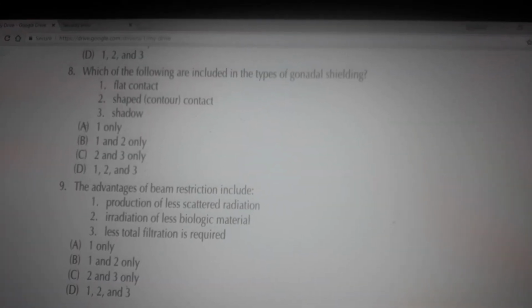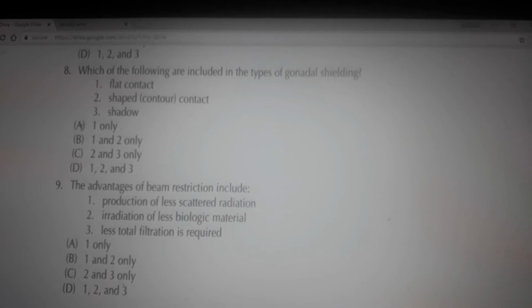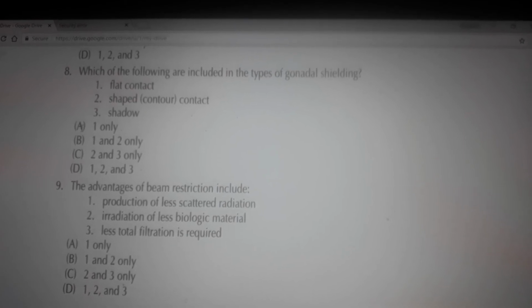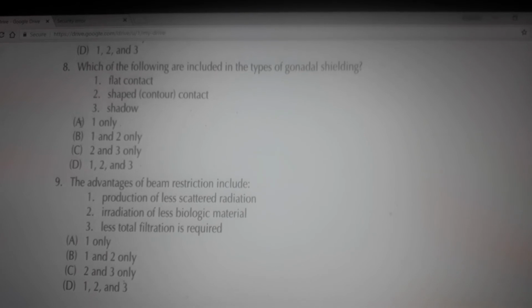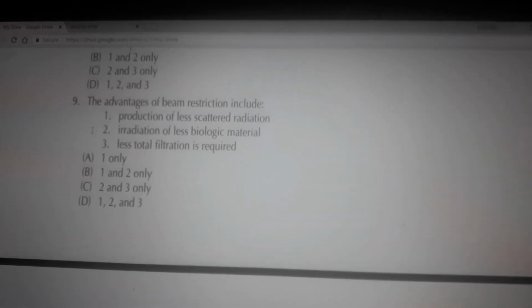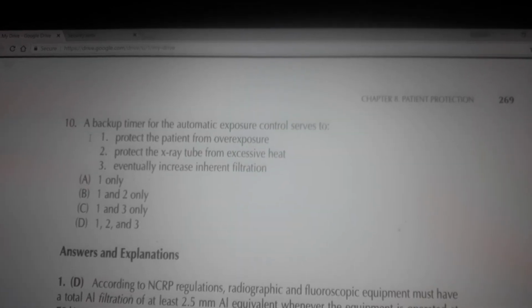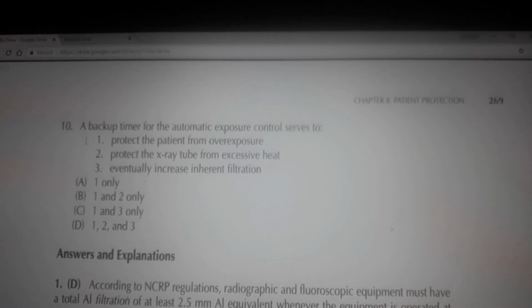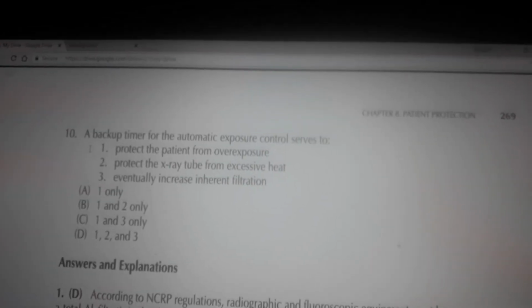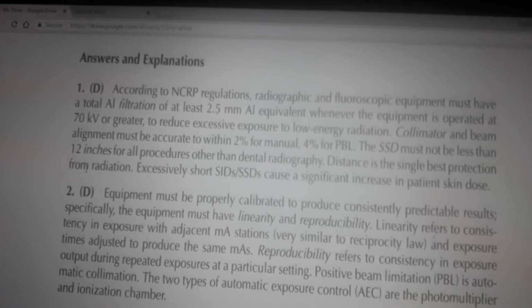The advantages of beam restriction include producing less scattered radiation and irradiation of less biological material. So the answer will be B. Ninth one, B. And the tenth one: backup timer and automatic exposure control serve to protect the patient from overexposure, protect against excessive heat, and eventually increase inherent filtration. All three. The answer is D. This is the detail of the answer.